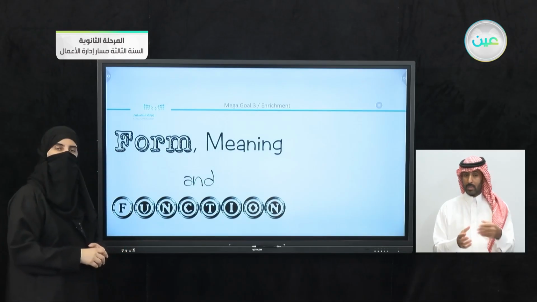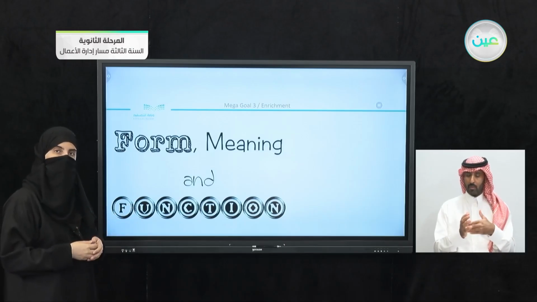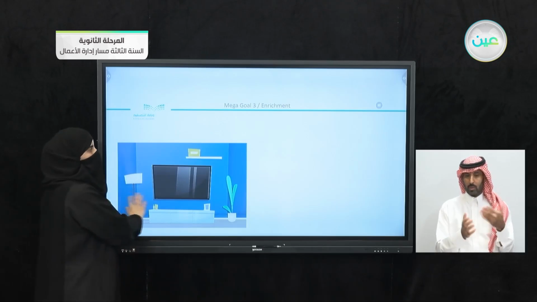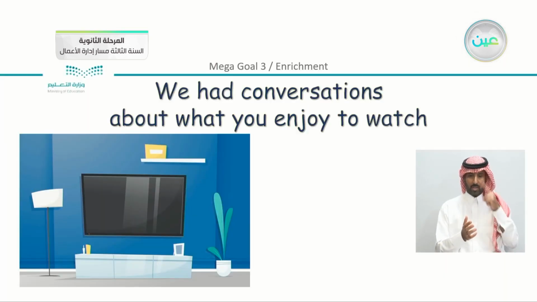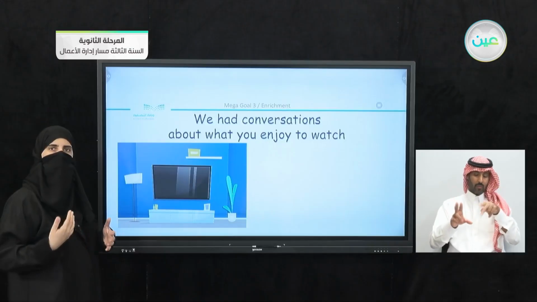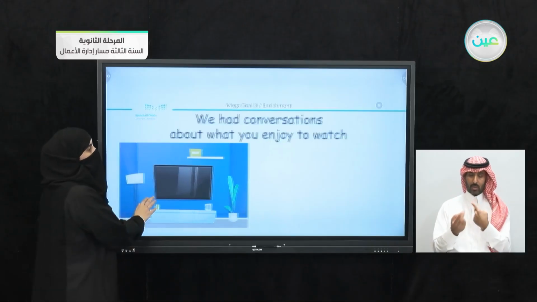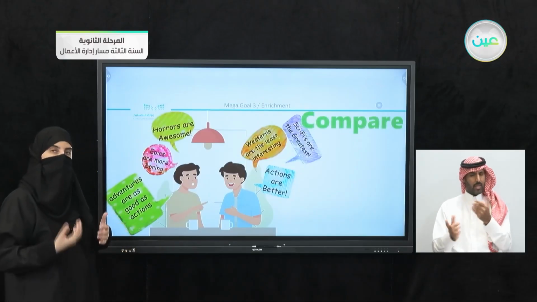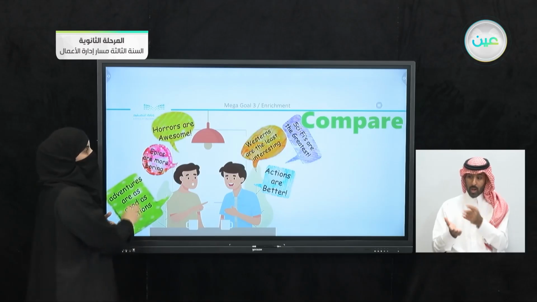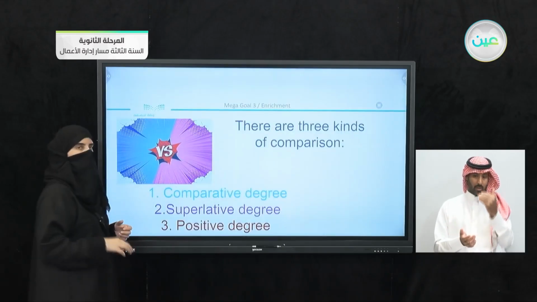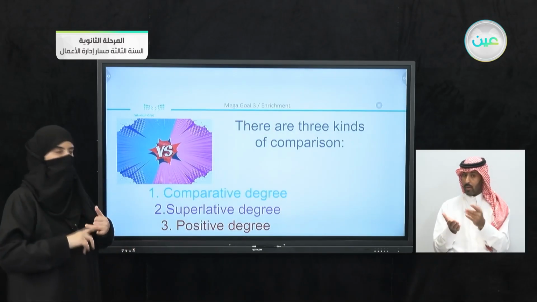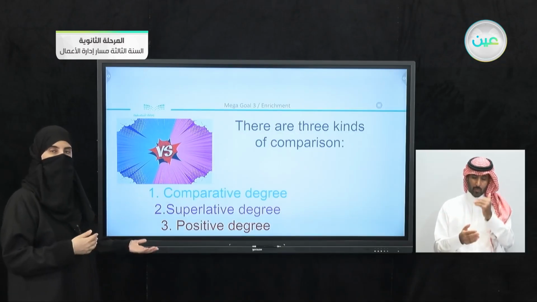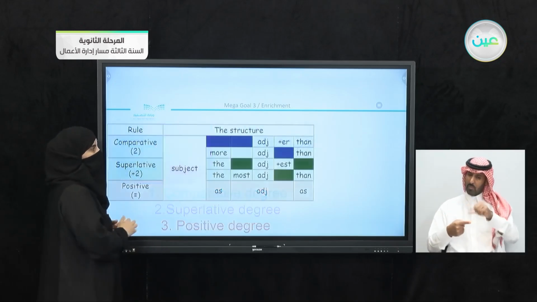Now, in the second part, which is going to be the final part in our enrichment, we have here the form, meaning, and function. Now, just to recall what we took in our lesson, we had the idea of watching different movies, or we have conversations, and in these conversations we can compare between them. Of course, the basic idea here was to use adjectives in our comparing. Now we had 3 degrees here, or 3 types of comparisons. We have the comparative degree, we have the superlative degree and we have the positive degree as we studied in our lesson.